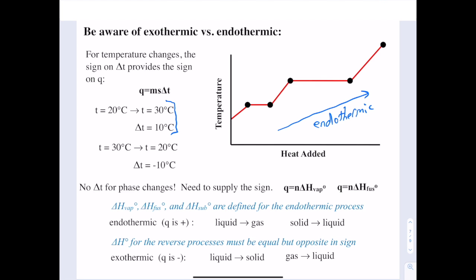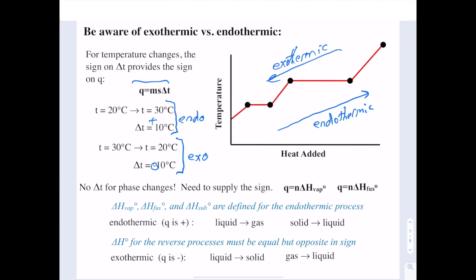If we increase the temperature, that's pretty obvious. We get positive 10 for delta T. The final temperature is higher than the original, and that's endothermic. If we go, say, from 30 to 20 degrees Celsius, we're going to have a negative delta T. That's cooling, and that process is exothermic.